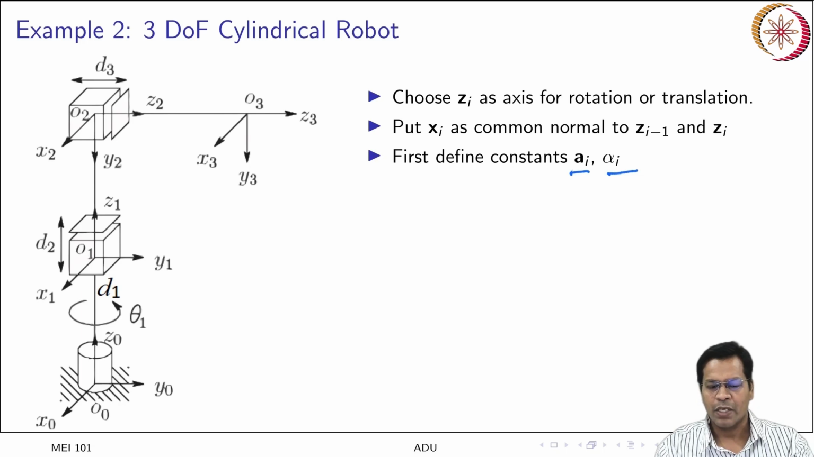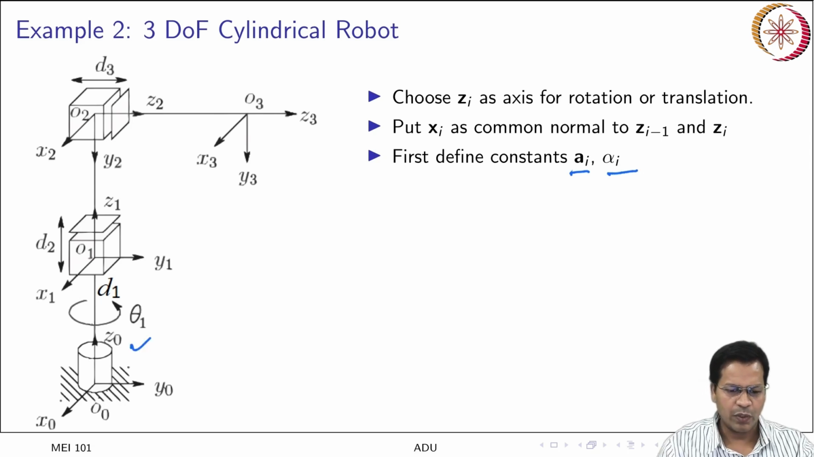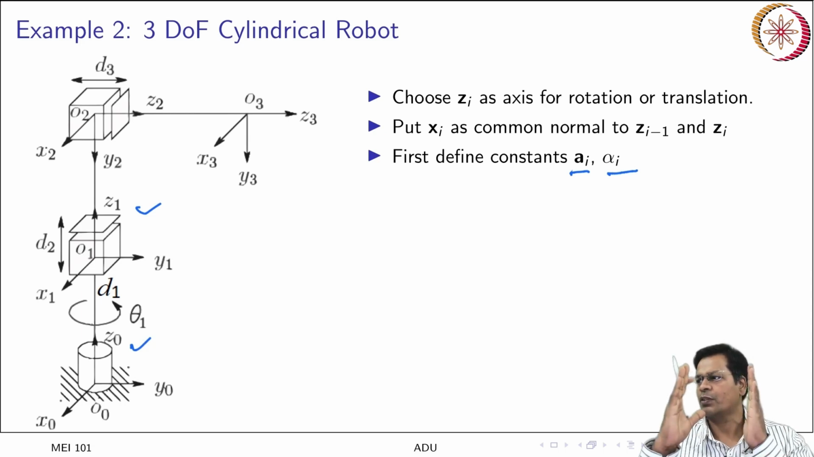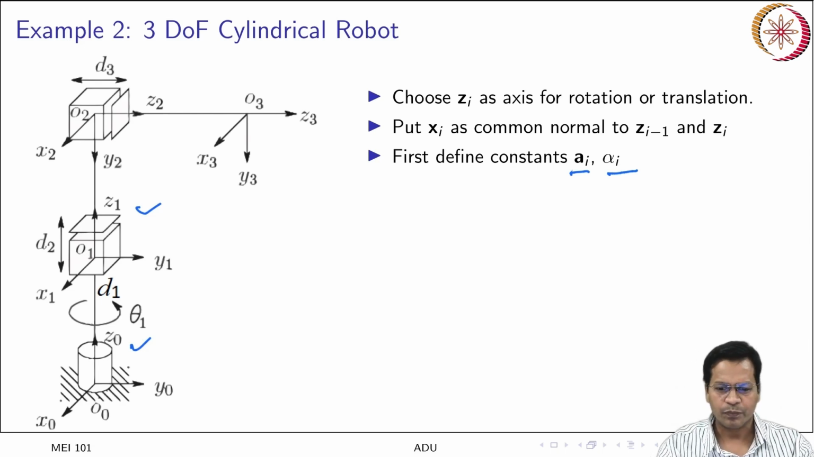A_i is the distance between two Z axes, that is the link length, and alpha is nothing but the link twist. So you see there is no angle between Z0 and Z1, both are aligned in a single axis. Okay, so there is no link twist. So between Z0 and Z1 there is no angle that can be measured along the x axis. So alpha 1 becomes equal to 0.